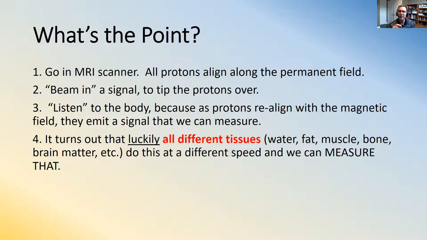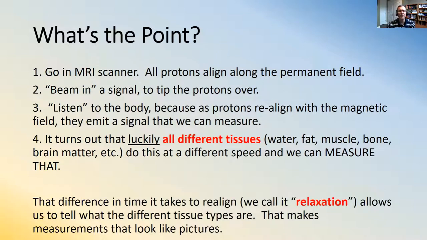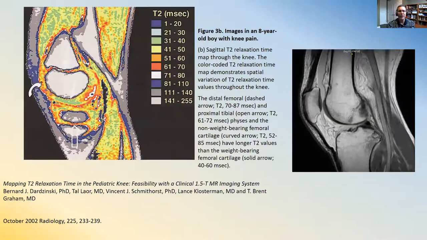And because it is different, and because we can measure it, we can now tell what different type of tissue is giving off that signal. And that's what we're going to need to make these exquisite maps of your anatomy. So that difference in time, whether it's fast to realign or slow to realign, we call that relaxation in MRI imaging. All right. So it's the relaxation because it relaxes back to its equilibrium position. And that's going to tell us what all the different tissue types are that are giving off these radio waves. And that's what's going to make measurements of relaxation time that look like pictures.